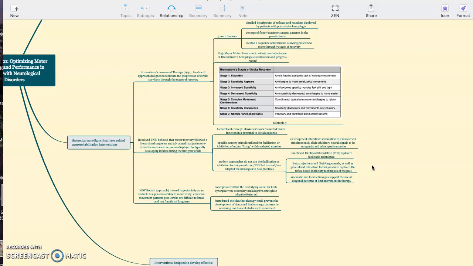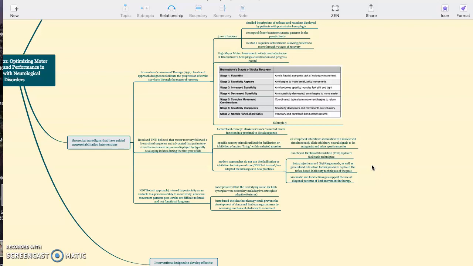Our next theoretical paradigm is Rood and Bobath's. They believed that motor recovery followed a hierarchical sequence and advocated that patients reutilize the movement sequence displayed by typically developing infants during the first year of life. So this hierarchical concept is that stroke survivors recovered motor function in a proximal to distal sequence.